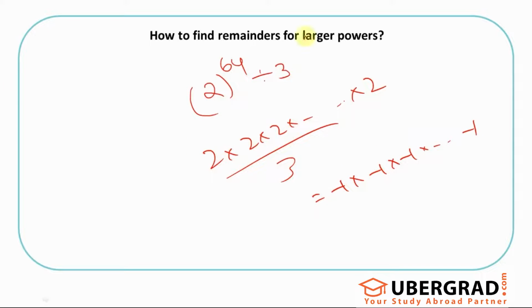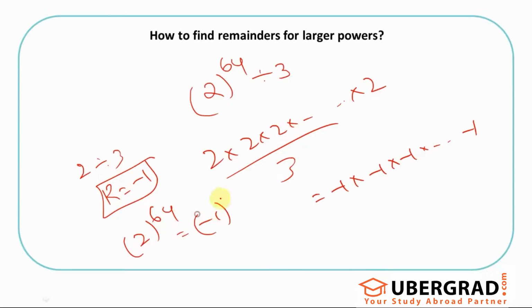So rather, what I can do is, see, 2 is basically, fundamentally, when 2 is divided by 3, I can take the remainder as minus 1. So 2 power 64 is fundamentally coming down to minus 1 power 64 divided by 3. Minus 1 power 64 is 1 because it's an even power. Minus 1 into minus 1, 64 times gives me plus 1. So the remainder is plus 1.